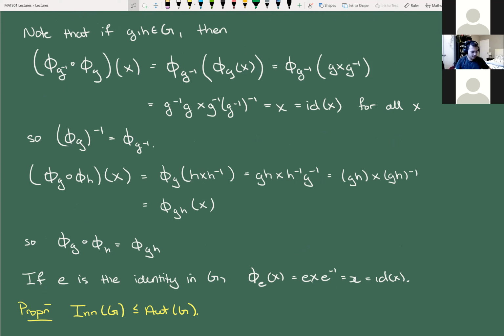Right, so it has the identity element. It's closed under function composition, because the composition of two of these things is another one of these things. And it's closed under inverses because the inverse of one of these maps is also a conjugation map, right? Does everyone see that? Are there any questions about that? I've shown that if I compose two inner automorphisms, I get an inner automorphism. And if I take the inverse of an inner automorphism, I get an inner automorphism. And so that's exactly what I need to show that it's a subgroup. That's okay? Any questions there?